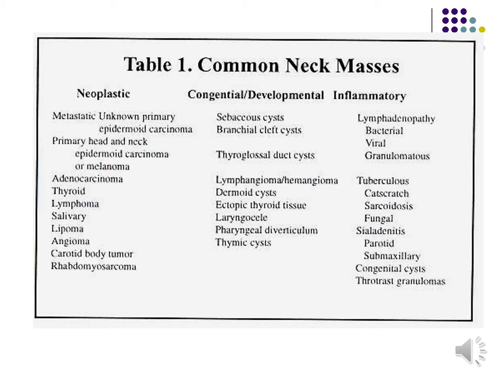What are the neoplastic swellings? The metastatic unknown primary or epidermoid carcinoma, primary head and neck epidermoid carcinoma or melanoma, adenocarcinoma, thyroid, lymphoma, salivary, lipoma, angioma, carotid body tumor or rhabdomyosarcoma.